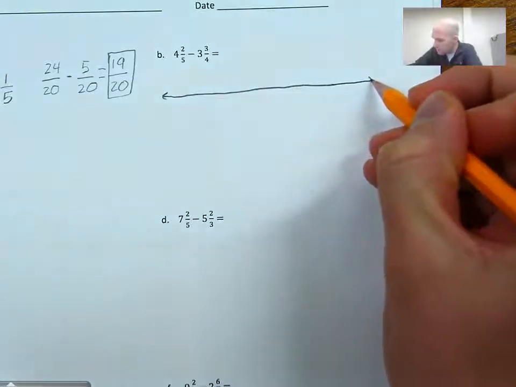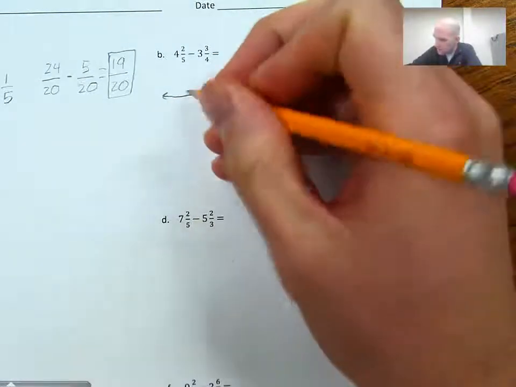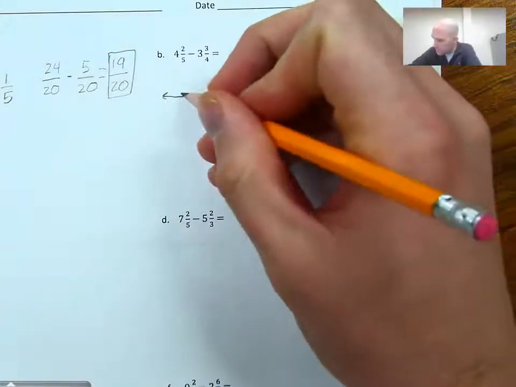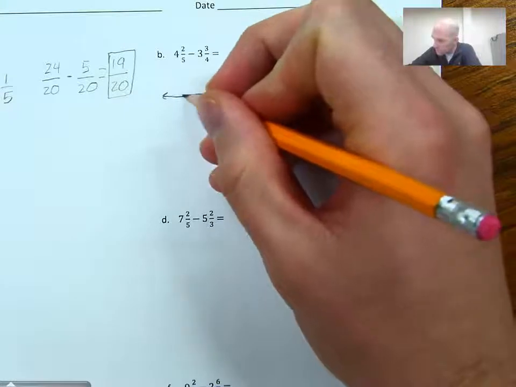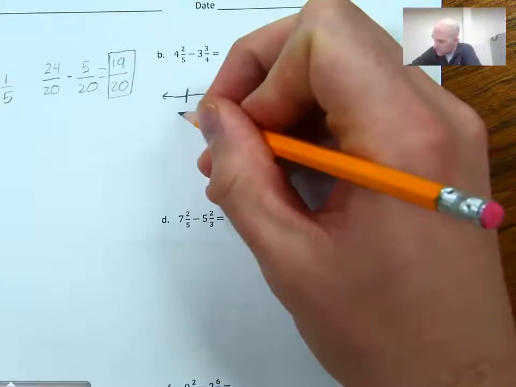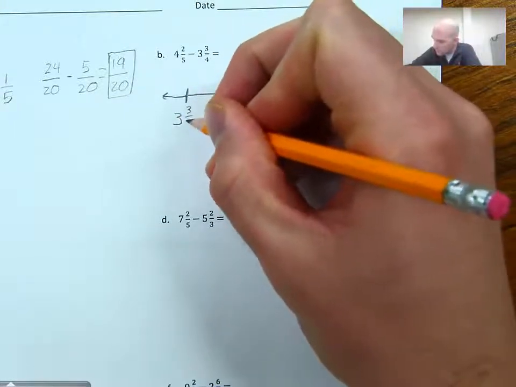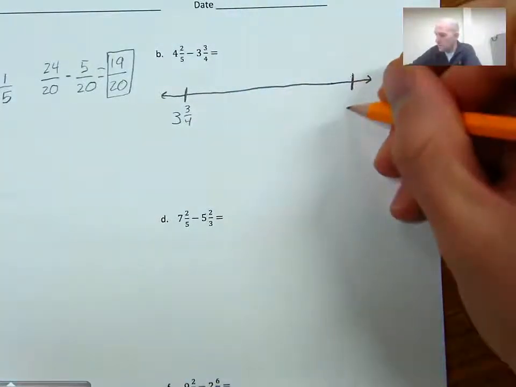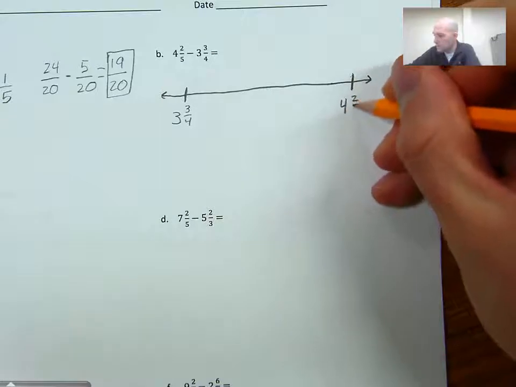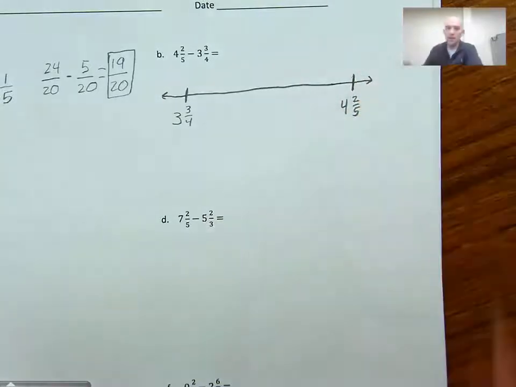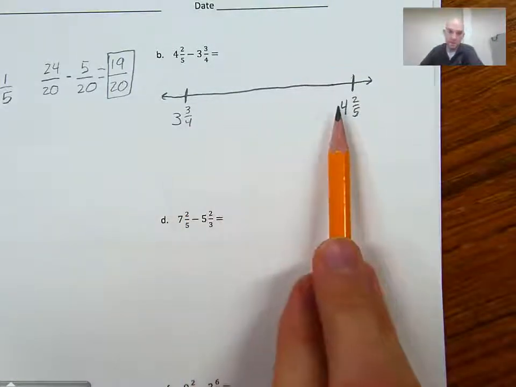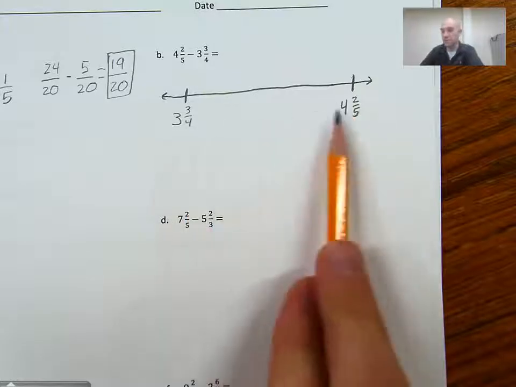And on the left side of my number line, I'm going to write my smaller of the two numbers, my lesser. So I'll have 3 3/4. And up here, I'm going to put 4 2/5. When I subtract, I'm really looking for the distance between these two numbers on a number line. I'm looking for the difference between those numbers.